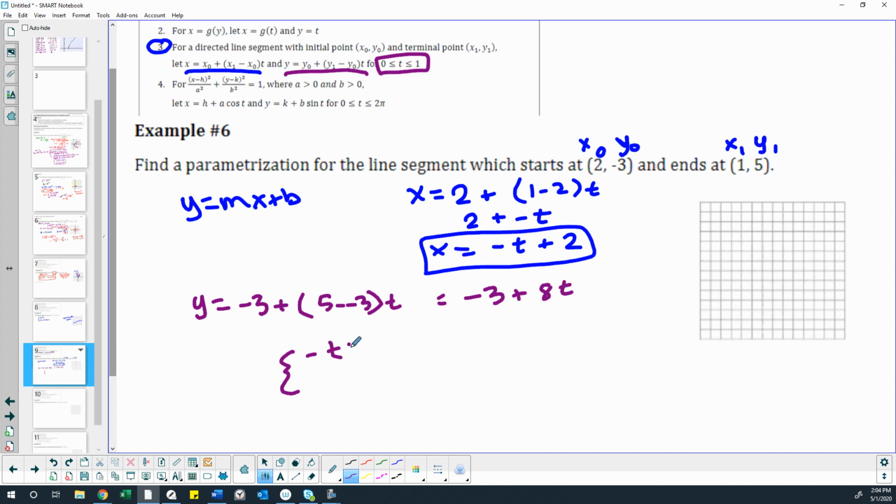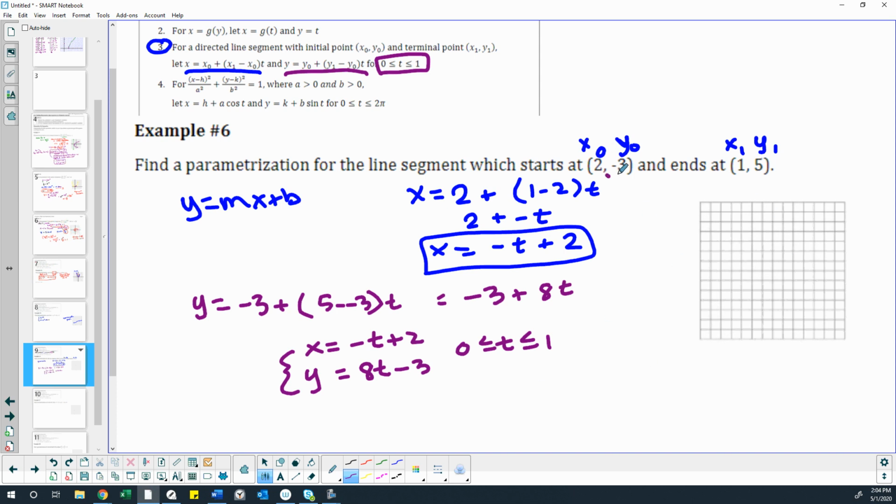Oh, I forgot the x equals. x equals negative t plus 2. And then just because I like the y equals mx plus b format a little better, it really doesn't matter at all, y equals 8t minus 3. And this is going to be for 0 is less than or equal to t is less than or equal to 1.